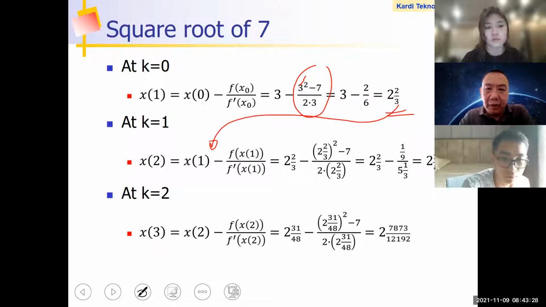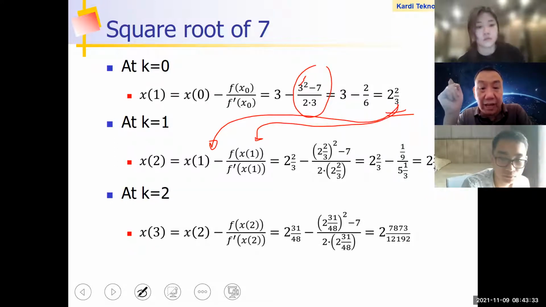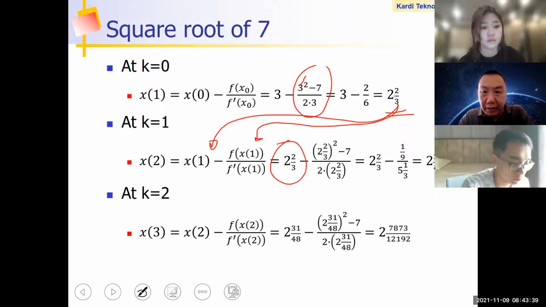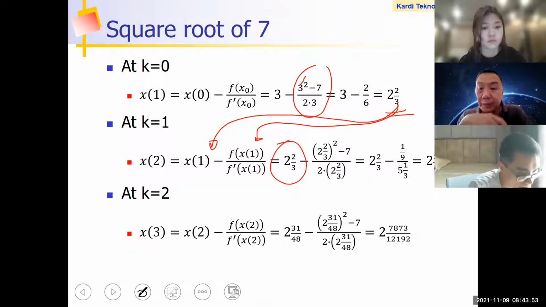Okay, and then you input the x1 to the f(x) and f'(x). Same, yeah? So you see here, this is the x1, right? And then f(x) is x squared minus 7, right? And then f'(x) is 2 times x. So x in here is x1. So you get a new one. Okay, so let's call this x2. And again, you repeat the process.